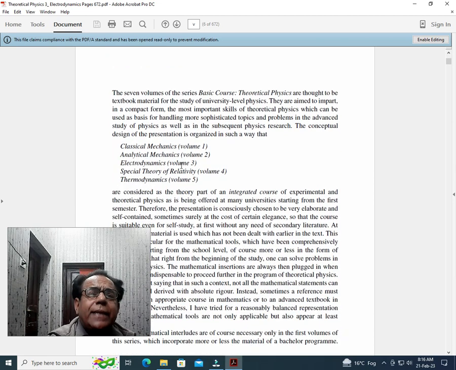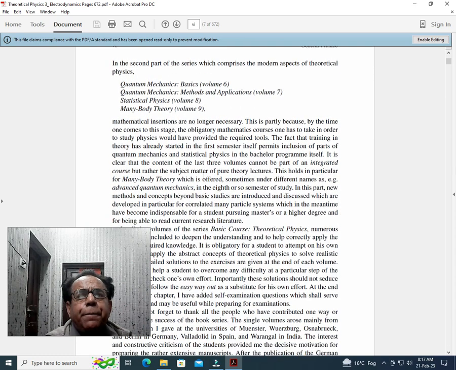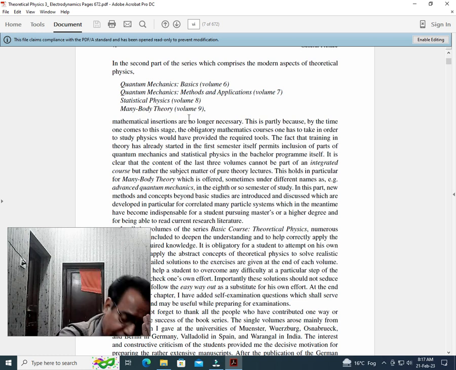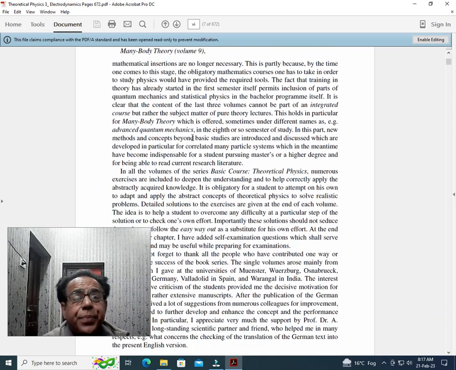As I have said earlier, Wolfgang Nolting has written many books. Classical mechanics is volume 1, analytical mechanics is volume 2, electrodynamics is volume 3, special theory of relativity is volume 4, thermodynamics is volume 5. Similarly, quantum mechanics basics is volume 6, quantum mechanics methods and applications is volume 7, statistical physics is volume 8, and many body theory is volume 9. So these are nine books by this author.